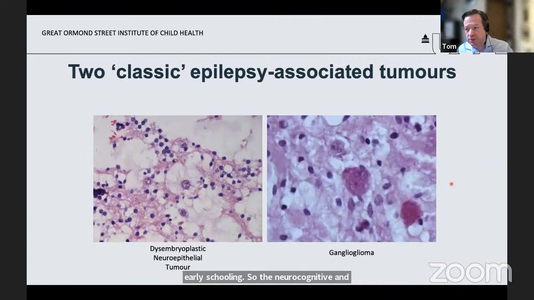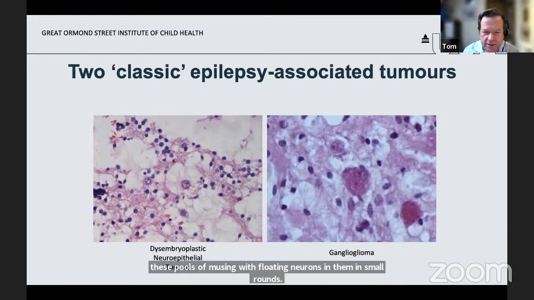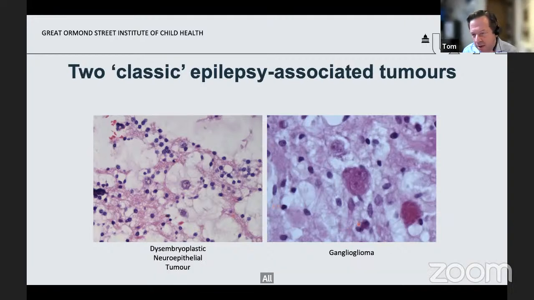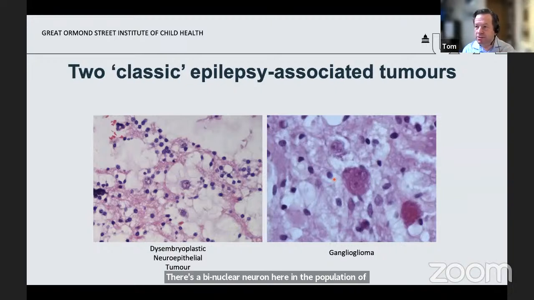And in the textbooks, there are two broad entities. There are some rarities, but two big groups. On the left is the dysembryoplastic neuroepithelial tumour, these pools of mucin with floating neurons in them and small round oligodendrocyte-like cells around them, and the ganglioglioma that has abnormal neurons. There's a binucleate neuron here and a population of glial cells. Now, in reality, 90% of the cases, well, maybe 70% of the cases you see don't look like this. They've not read the textbooks, and they don't have these distinctive features.